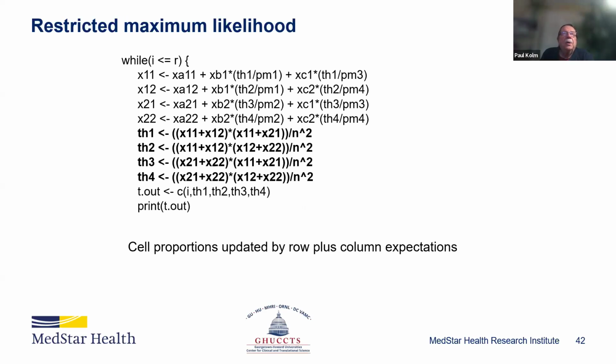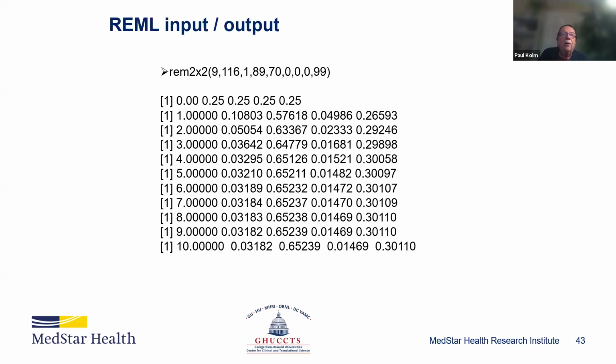Then I can do restricted maximum likelihood. Well, I would have the same thing, the parts of the program that I had for the EM algorithm, but this is the loop, where I go through and update the row plus column expectations. And that would be my output.